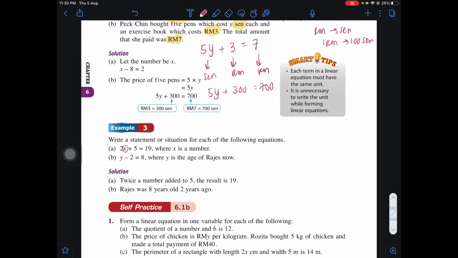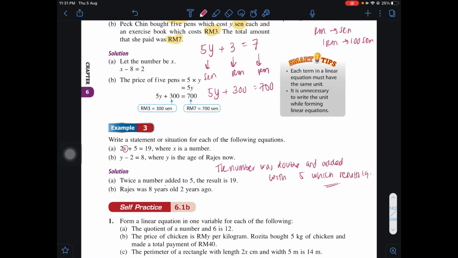Semua orang boleh buat ayat masing-masing asalkan maksud dia masih sama. So for me, I will write: the number was doubled. Double means multiply by 2. The number was doubled and added with 5, which results in 19. Okay, doesn't matter.